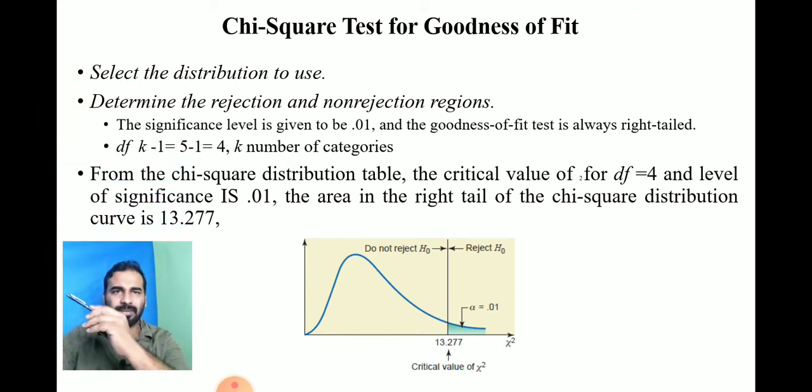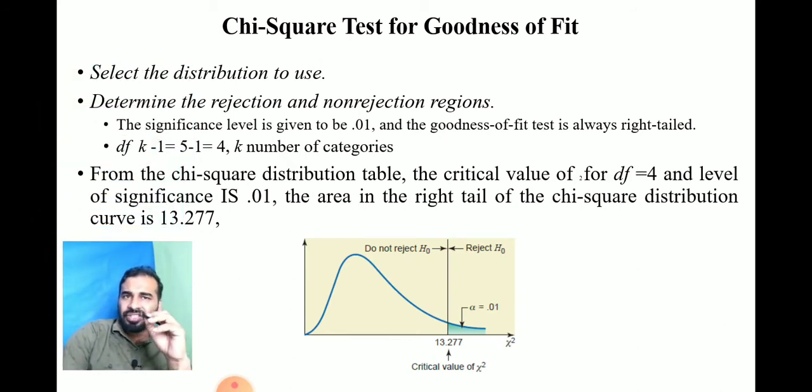Then the third step: what type of test do we have to use? As you know, here we are going to compare the data in different categories or different days. The day is a qualitative variable, so we have to rely on the chi-square test.